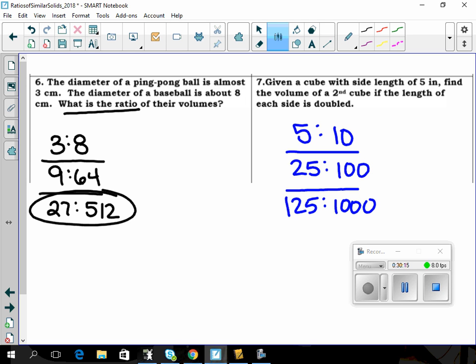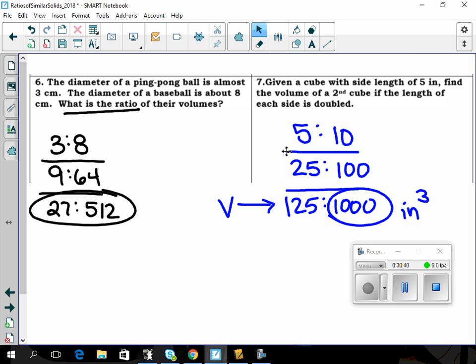And you're going to work on the problems on your own. When I think about this problem, it says find the volume of the second cube. Volume, what row am I looking at? Last row, so this is my volume row. And I want the volume of the second cube. So which number represents the second one? So the answer is 1,000. 1,000 inches cubed. And that's it. Very short and sweet, wasn't it?